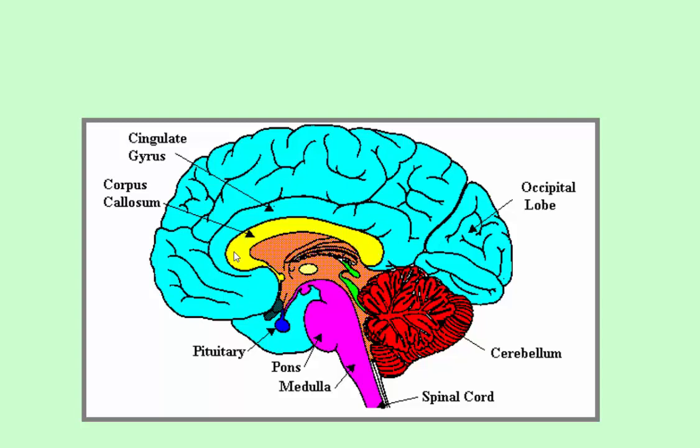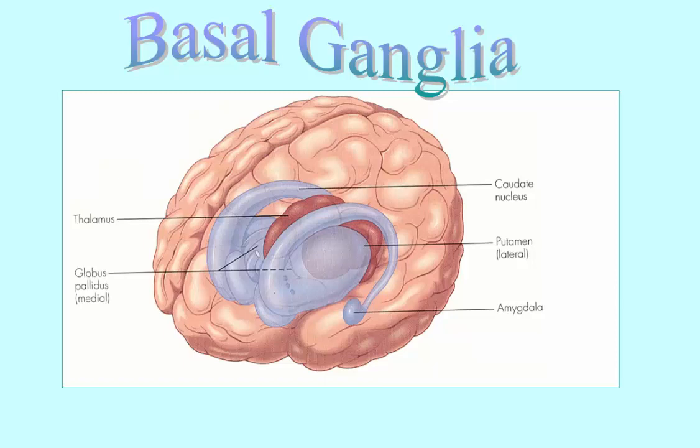Before we go on to the next slide, back to the basal ganglia, let's go over this yellow corpus callosum because it's a nice picture. So the corpus callosum is the network of fibers that cross from right to left that connect the right hemisphere of the brain to the left hemisphere of the brain. We'll be learning more about that in later chapters. So here's the basal ganglia.